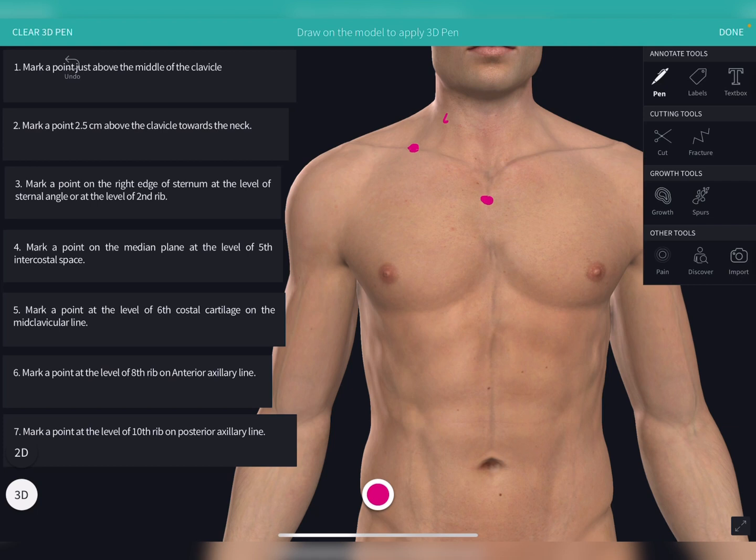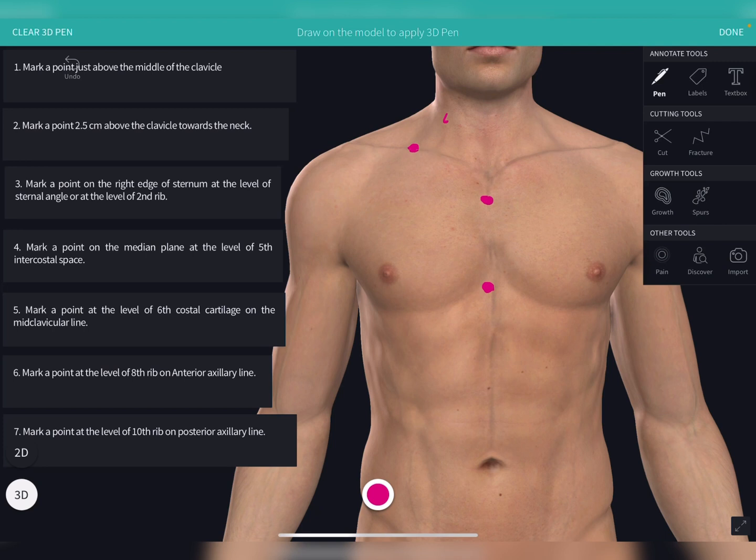The fourth point will be at the level of the fifth intercostal space. So let's find where this fifth intercostal space lies. This will be your first rib, this will be your second rib, this will be your third, fourth and fifth. You can locate over here, this is the location where your fifth rib lies. Let us mark the point at this level. Just a little bit below the nipple, there is the fifth intercostal space. So this will be your fourth point.